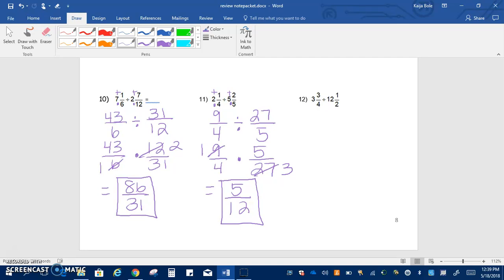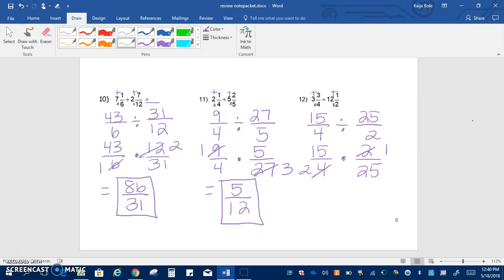The last one here, again, I got to change them to improper fractions. So 4 times 3 is 12, plus 3 gives us 15, and these are fourths, divided by 12 times 2 is 24, plus 1 is 25 halves. I multiply by the reciprocal, so 15/4 times 2/25. Here I can cross divide both ways. So with my 2 and my 4, I can divide both of those by 2, so my 2 becomes a 1, my 4 becomes a 2.